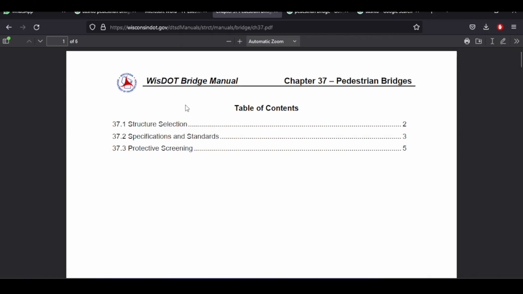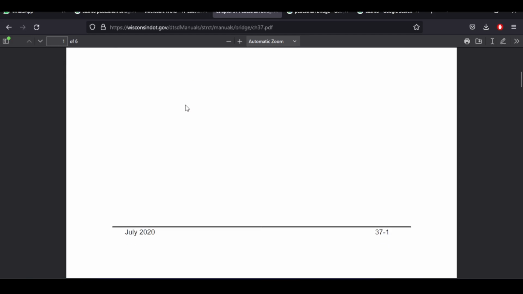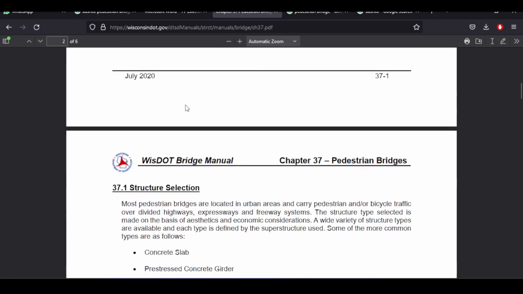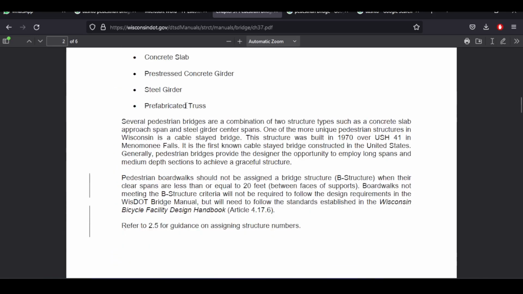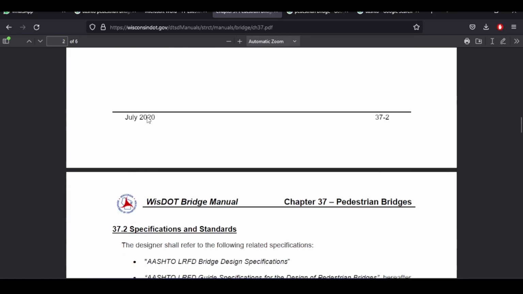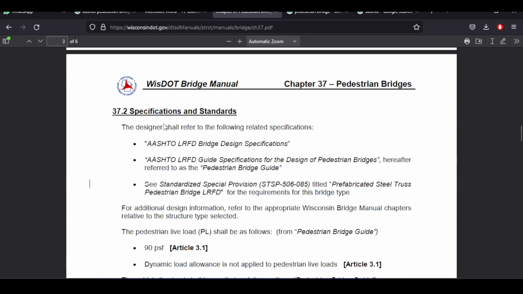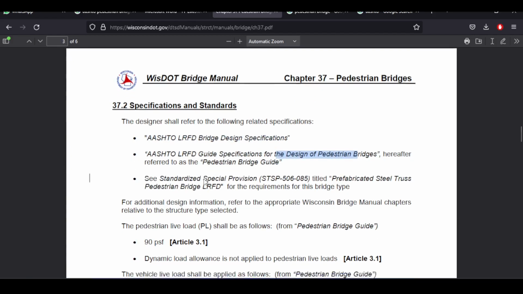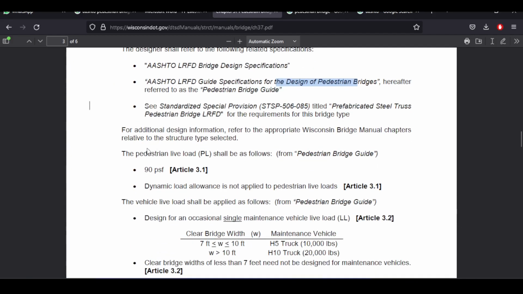And this 6-page document is an amazing document that tries to summarize everything under the sun here. So it talks about structure selection, it talks about all the types of structures you need to take into account, and it talks about the design specifications. And as you can see, the AASHTO LRFD and the AASHTO guide are basically those used. Now you can see that it tries to give you the most important points here that need to be considered.